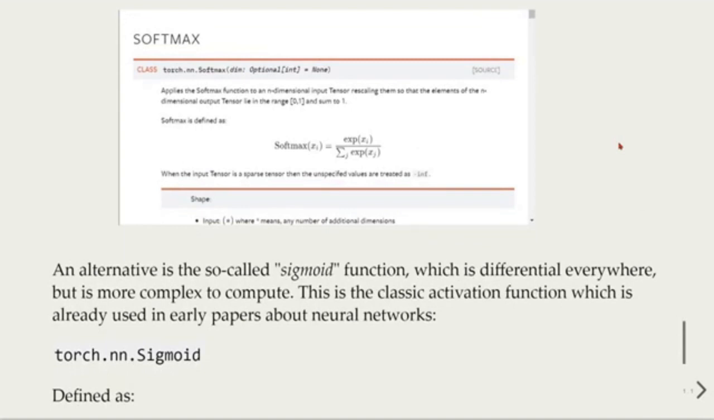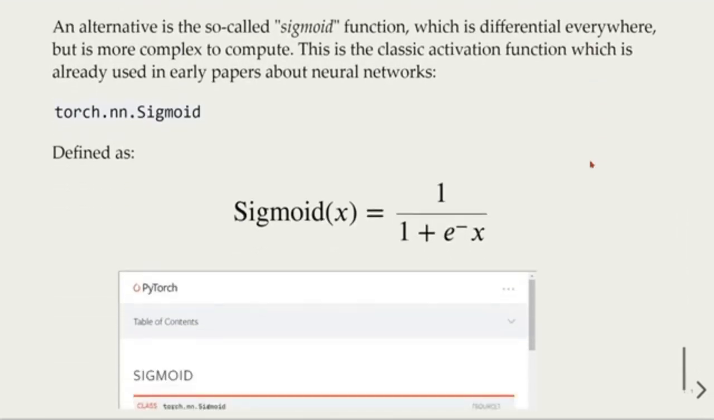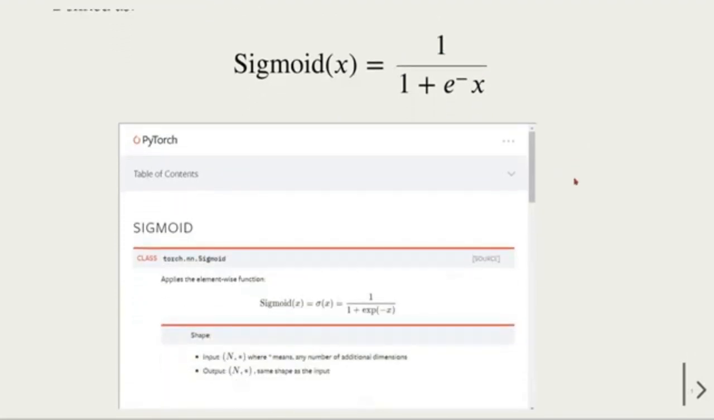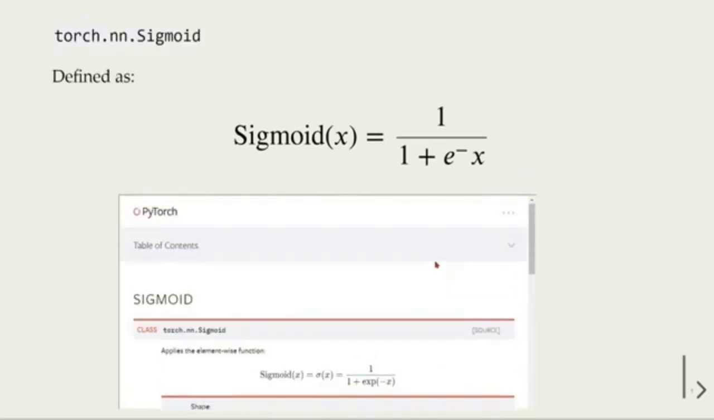An alternative activation function is the so-called sigmoid function, which is differentiable everywhere, but it's more complex to compute. This is the classic activation function, which was already used in the early papers about neural networks. The sigmoid is given by this function here, and you can also see how it looks in the PyTorch documentation.